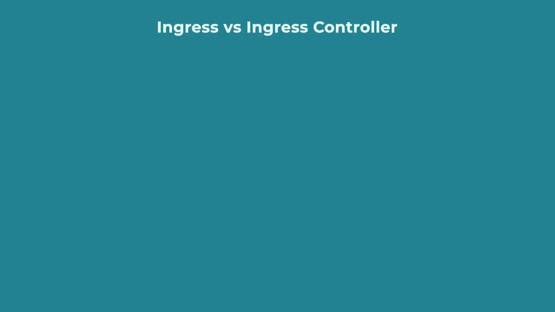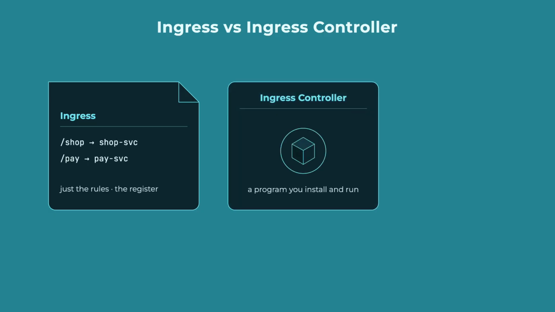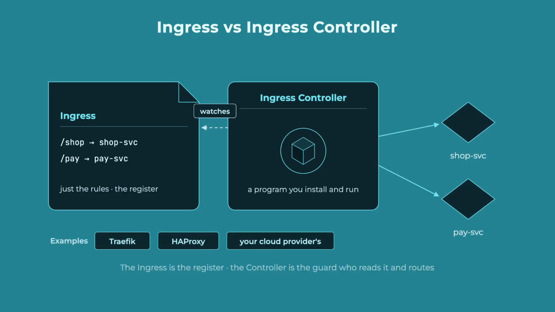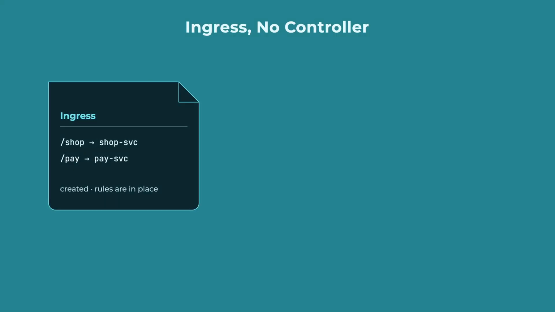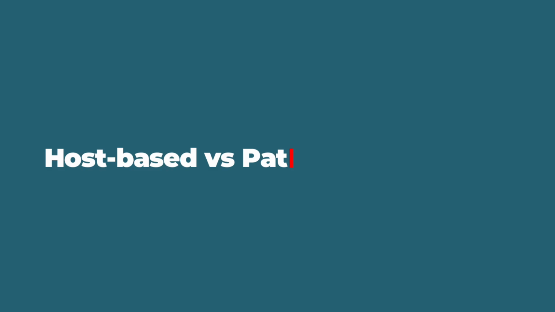One important detail here, the ingress you create is just the rule, the register. And the guard himself, that is the controller, the ingress controller. A real program you install and run inside your cluster. Examples are Traefik, HAProxy, or the one supplied by your cloud provider. It watches for ingress rules and does the actual routing work. So if you create an ingress but you have not installed an ingress controller, then obviously nothing will happen. No routing, nothing. It is a register with nobody standing there to read it.